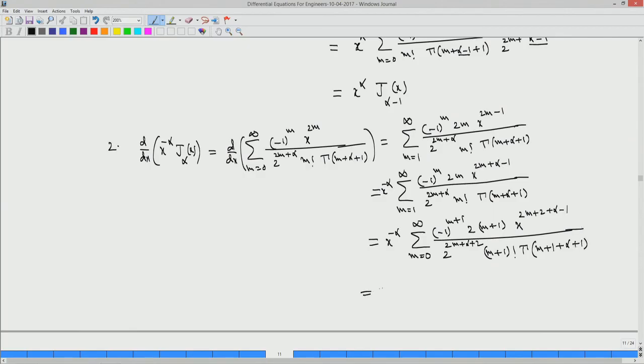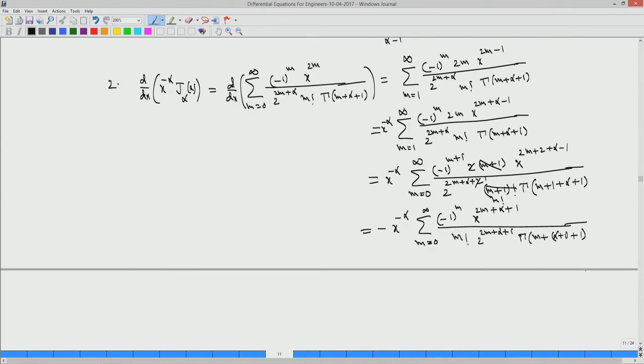So, this is what you have. This is equal to minus 1 power m. In that you take the minus 1 out. So, what you have is the sum over m from 0 to infinity of minus 1 power m. The 2 goes here, so it will be 1, and this goes to m factorial. So, you have m factorial, x power 2m plus alpha plus 1 divided by 2 power 2m plus alpha plus 1 into gamma of m plus alpha plus 1 plus 1.